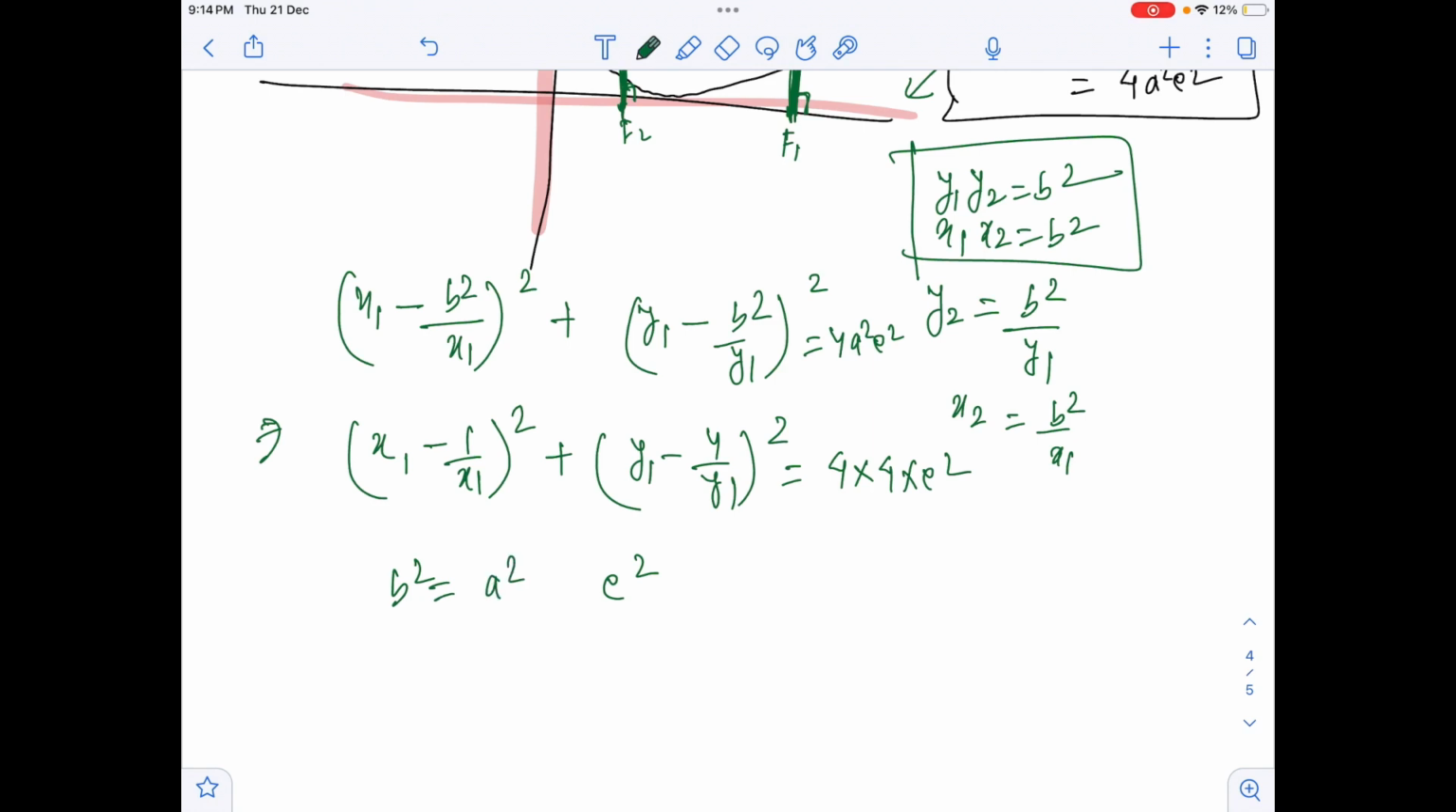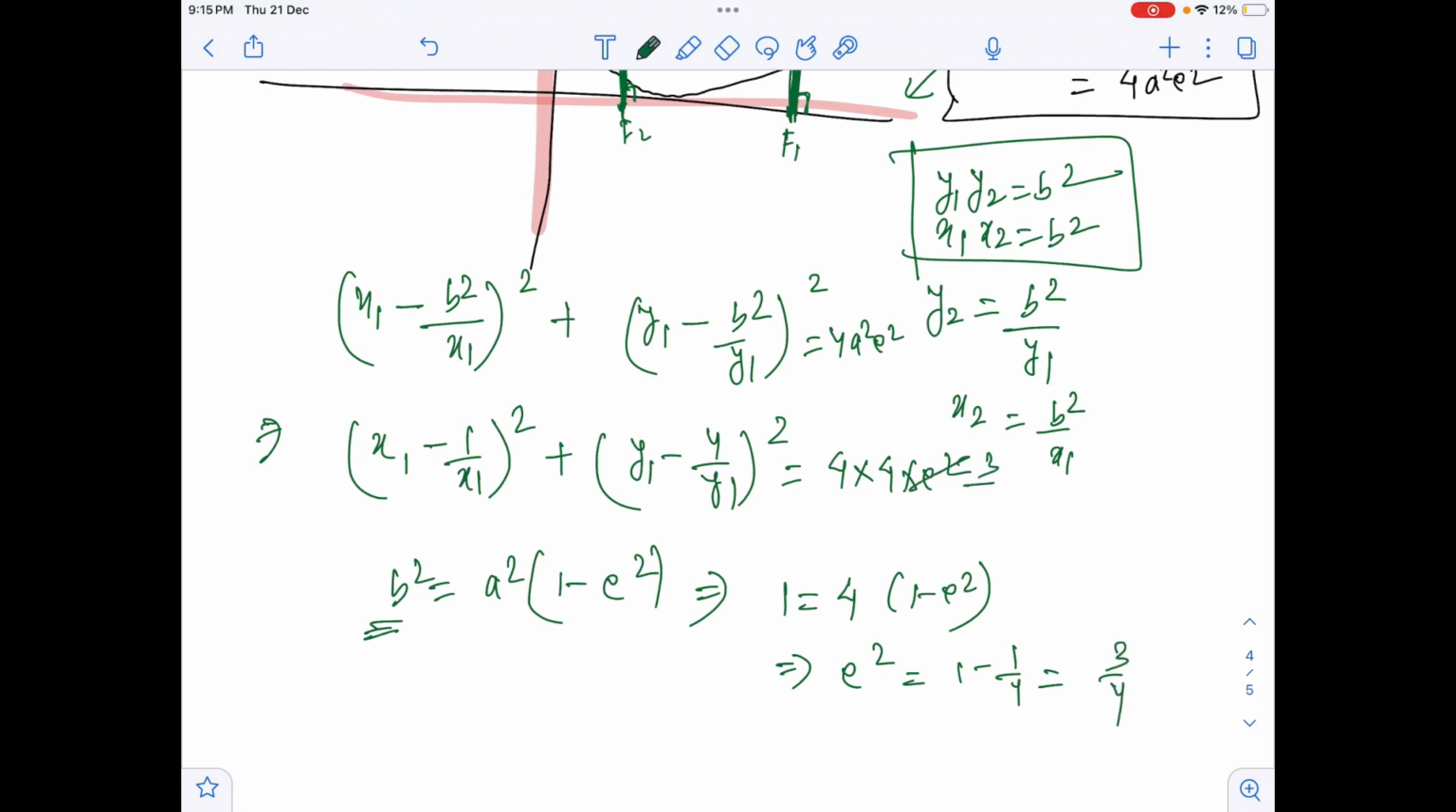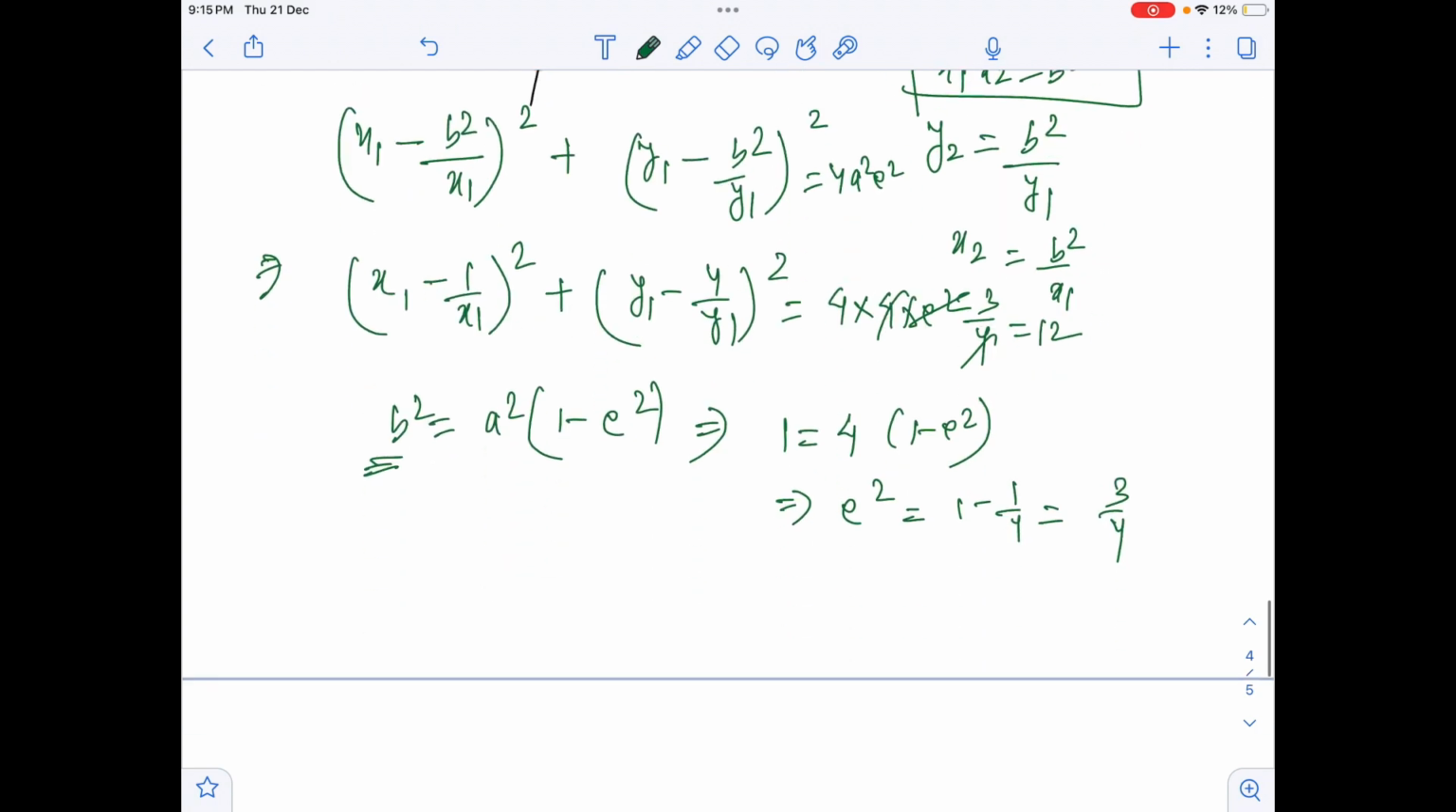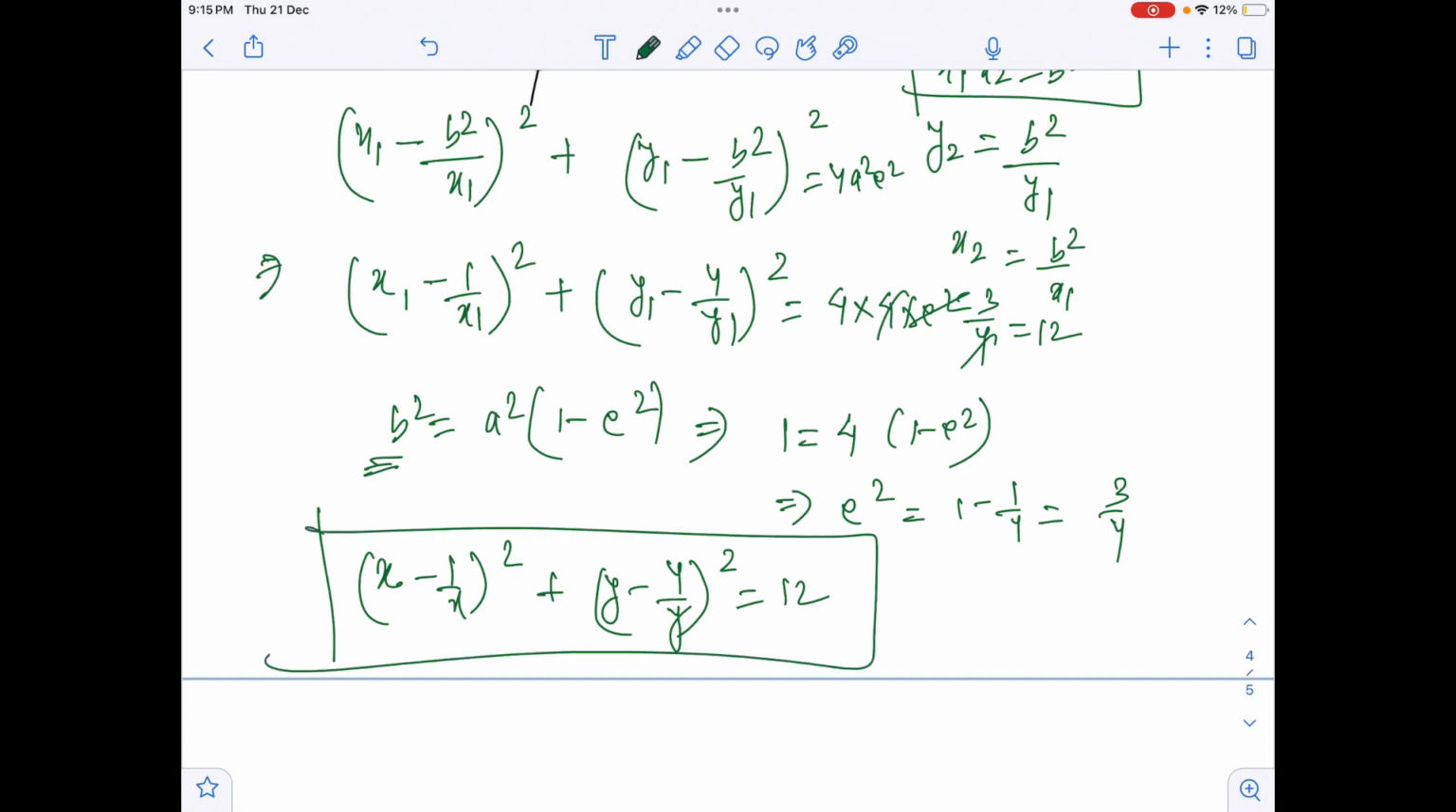Now what is the e square value? In case of an ellipse, b square equals a square into (1 minus e square), which implies b square value 1 is 4 into (1 minus e square), which gives you e square is 1 minus 1 by 4, which is 3 by 4. So this quantity will be 3 by 4, so we are getting 12. Hence the answer to this problem is (x minus 1 by x) whole square plus (y minus 4 by y) whole square is going to be 12. So this is the locus which I was talking about. It will be the locus of the focus.